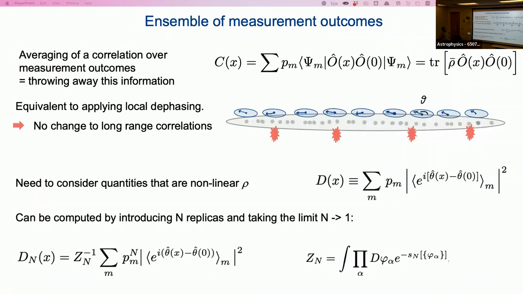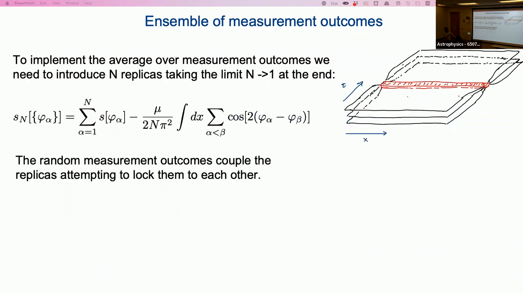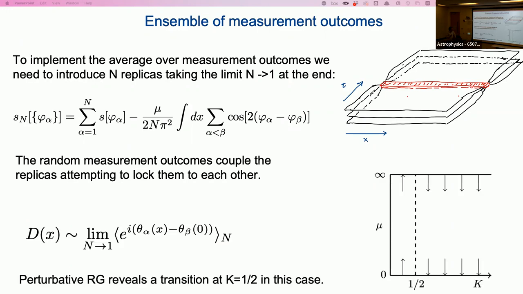Okay, so here I have to jump, and if you want, you can ask me later. The more interesting thing is to average over an ensemble of measurement outcomes. In order to apply this averaging, one has to set up a replica scheme and think about the replica limit. It turns out to be more complicated. And you find that there is a phase transition at a different value of the Luttinger parameter where the measurements become relevant, but there is still a phase transition.